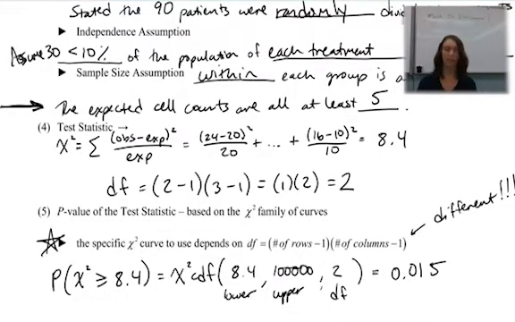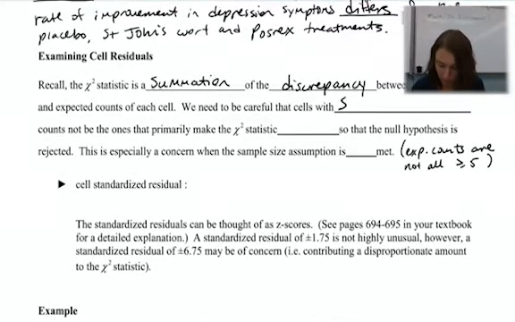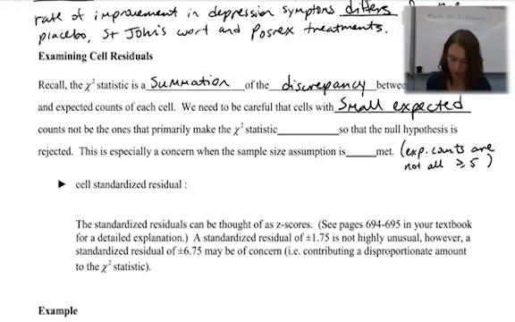So what do we do if our expected cell counts aren't all at least 5? Let's look at an example there. What we really do is use the cell residuals. Recall that the chi-squared statistic is a summation of the discrepancy between the observed and expected cell counts of each cell. So we need to be careful that cells with small expected counts not be the ones that primarily make the chi-squared statistic large, so that the null hypothesis is rejected.